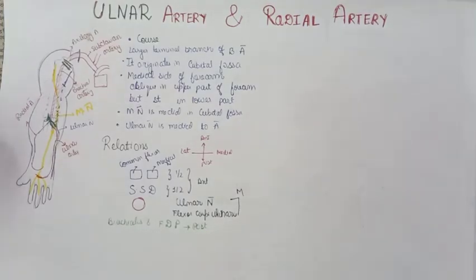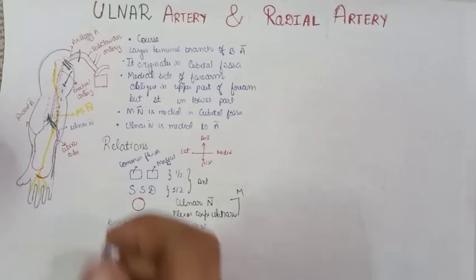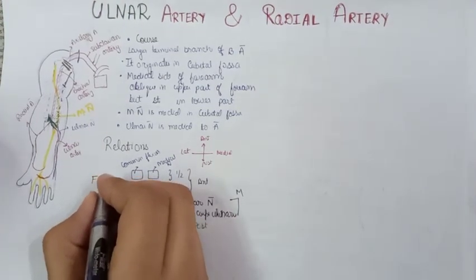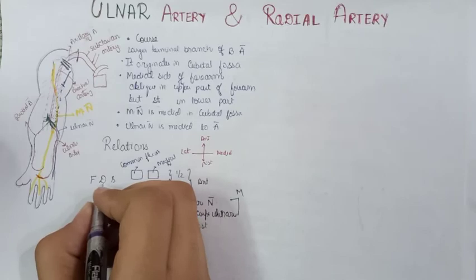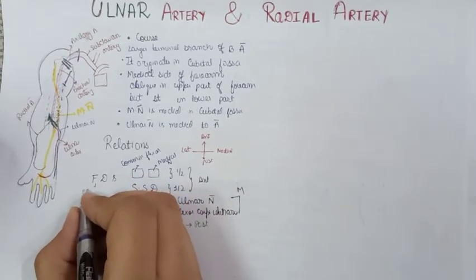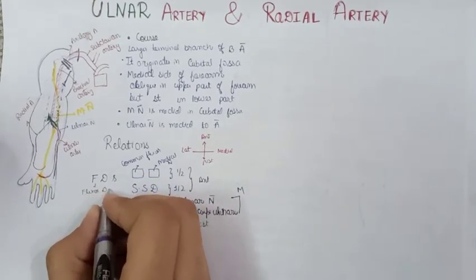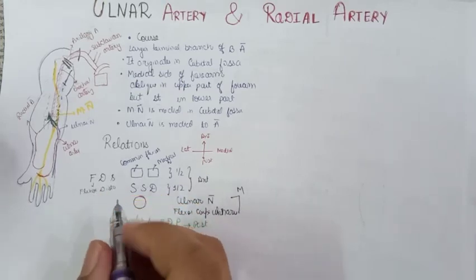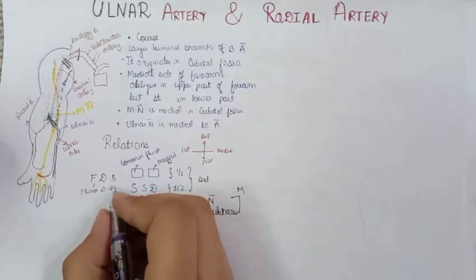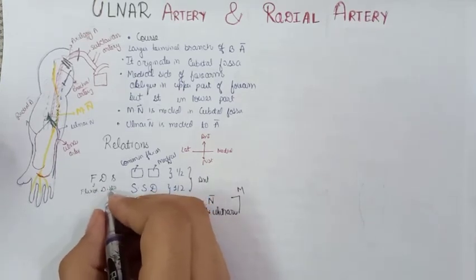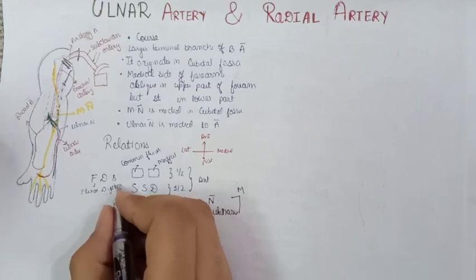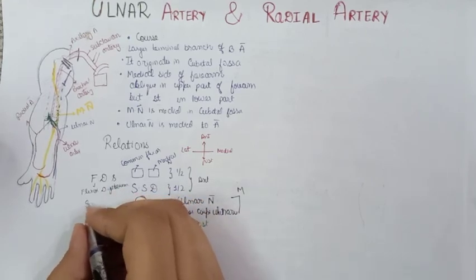Now let's see the lateral relation. Lateral relation is formed by just one muscle, that is the FDS. FDS stands for flexor digitorum superficialis. Like this we have completed all the relations of the ulnar artery in a very simplified way.